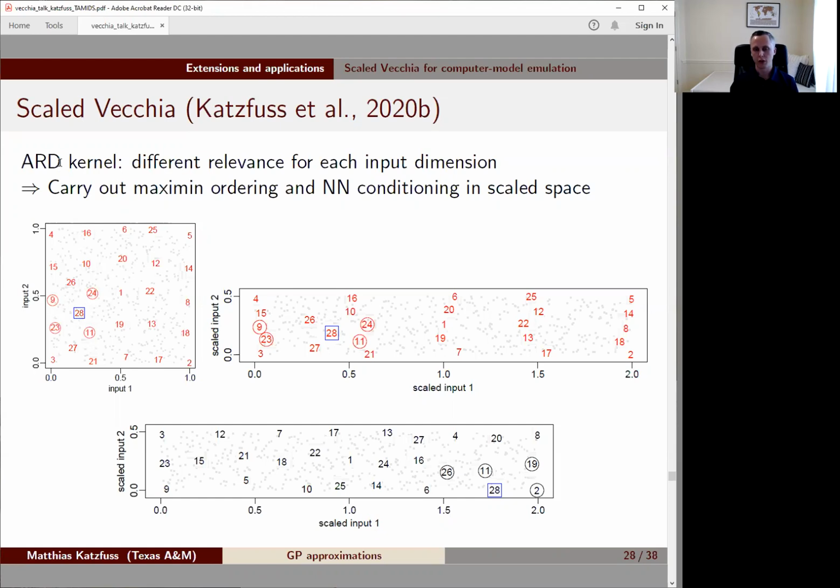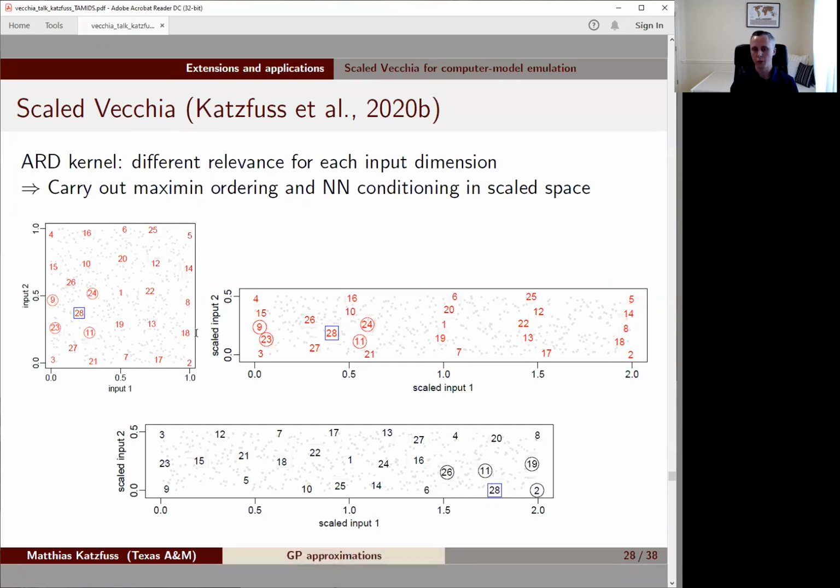But what we typically do in this setting is that we use something called an automatic relevance determination kernel. This simply means that each input dimension has a different range parameter or length scale parameter, or the inverse of that, which we call the relevance. So the relevance is the inverse range. Each input dimension will typically have a different relevance, a different range parameter. And what we proposed in this paper is that we apply our Vecchia approximation, or more specifically the maximum ordering and the nearest neighbor conditioning, in the scaled input space, in which each input is multiplied by its relevance.